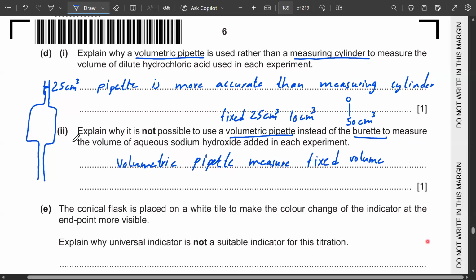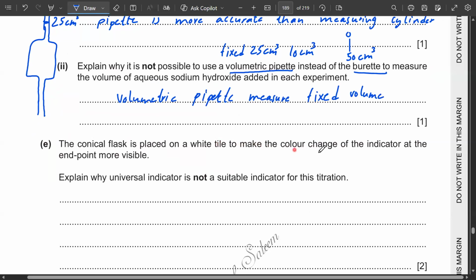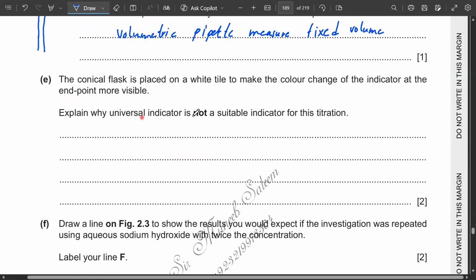Then E part. The conical flask is placed on the white tile to make the color change of the indicator at the endpoint visible. Explain why universal indicator is not a suitable indicator for this titration. Okay, the purpose of using the white tile is to make the color change much easier to see, easier to understand, easier to look at. But why can we not use a universal indicator here?